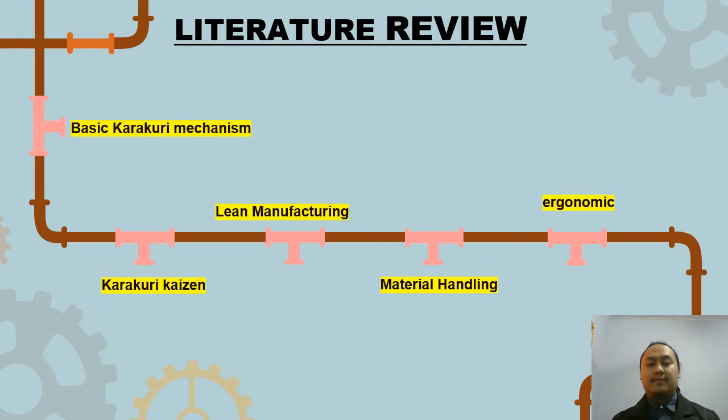For the literature review, I searched for topics related to the Karakuri system, which consist of basic Karakuri mechanism, Karakuri Kaizen, lean manufacturing, material handling and ergonomics. This keyword search will help to design a 3D concept for my assembly line that implements the Karakuri system.